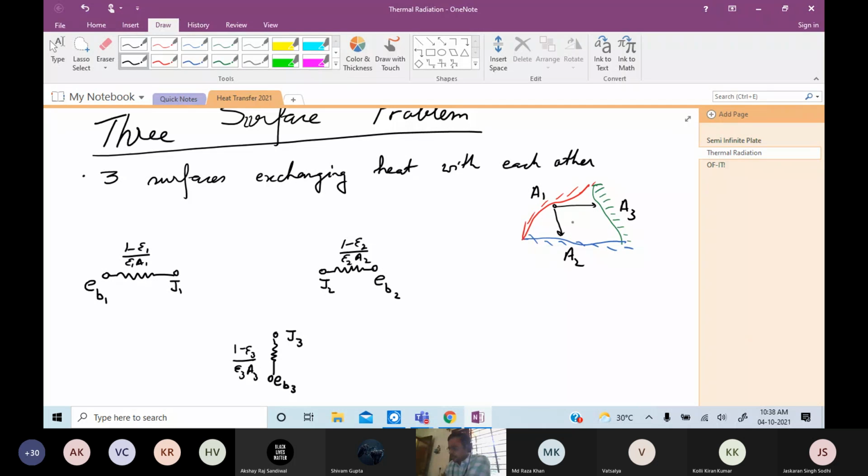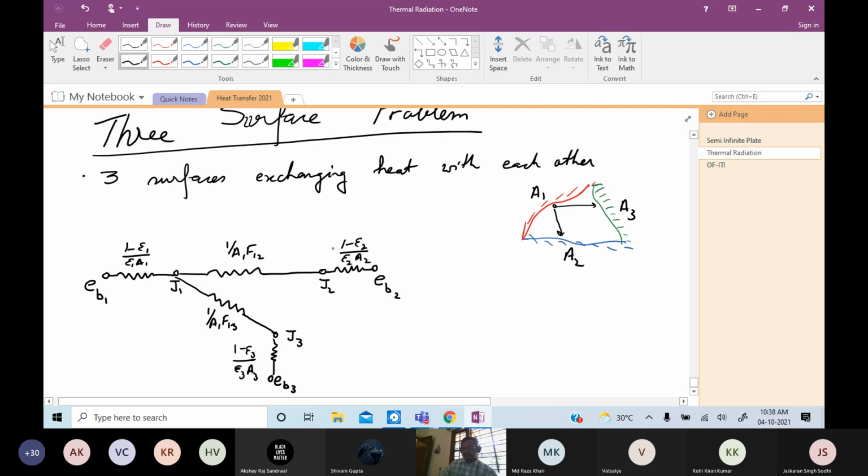Okay. So I would have a space resistance between 1 and 2. And I would also have a space resistance between 1 and 3. This is 1 over A1 F12. This is 1 over A1 F13. Similarly, J2 will also have exchange with 1. Space resistance is exactly the same. A2 F21 and A1 F12 are the same.